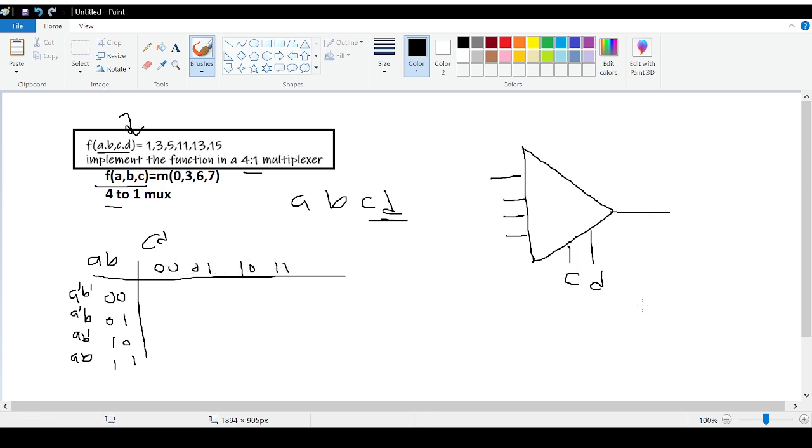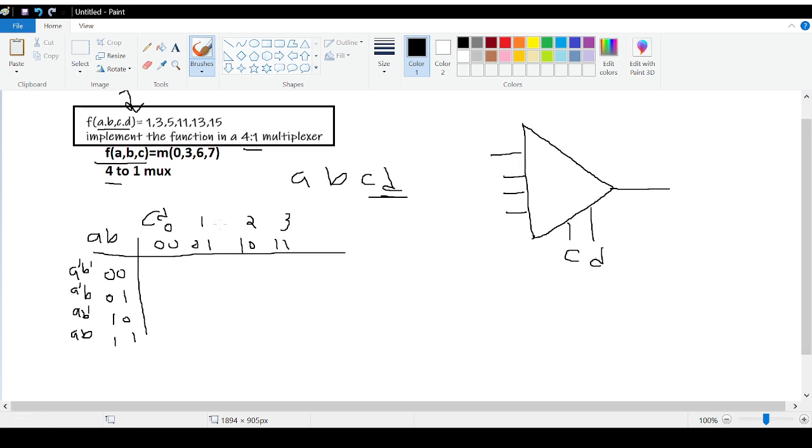Now, when CD is 0 0, it means that line number 0 is selected, and whatever I pass through line number 0 will be given as the output. So when CD is 0 0, this represents input number 0, this is input number 1, input number 2, and input number 3. Next what we will do is we will write the min terms of the corresponding row and column. But remember, this is not a K-map.